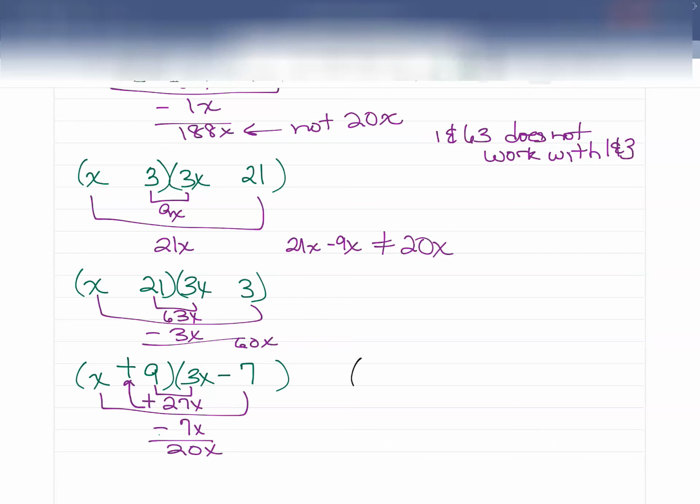So our final answer will look like this: x plus 9 in parentheses times 3x minus 7 in parentheses. Again, do your check to make certain that your answer is correct. Let's do another one, and I'm not going to torture you through as many trials.